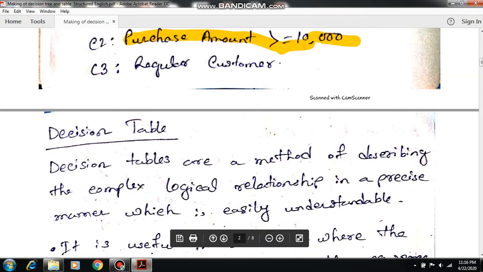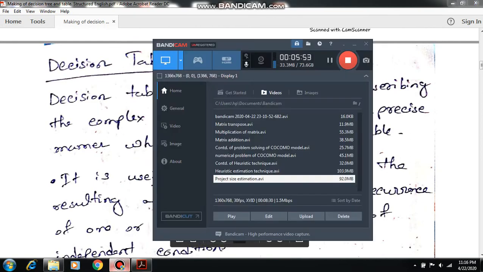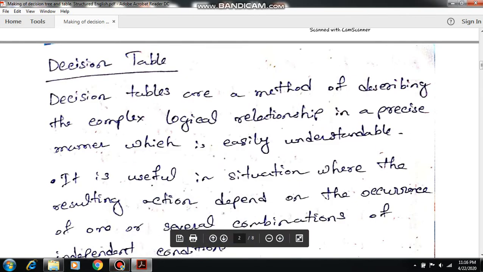decision table. So decision table means whatever we learned in the decision tree. Decision tree means when some condition arises, and based on the condition we take some action, and when we make this total approach in a tree structure, that is called the decision tree. But when we make that in a table structure, this is called the decision table.